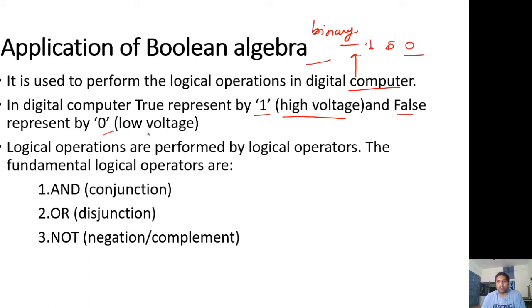False is denoted by low voltage. Logical operations are performed by logical operators, and the three basic fundamental operators are: one is AND, also called conjunction; second is OR, also called disjunction; and third is NOT, also called negation or complement.